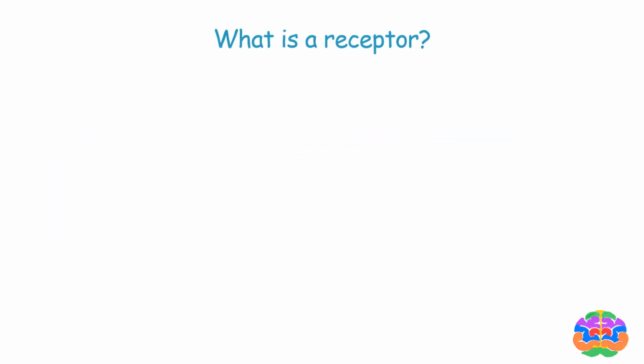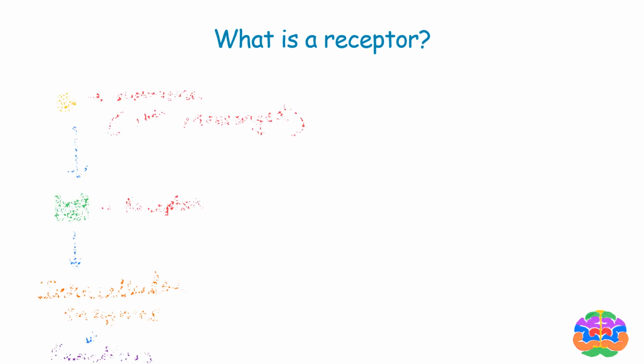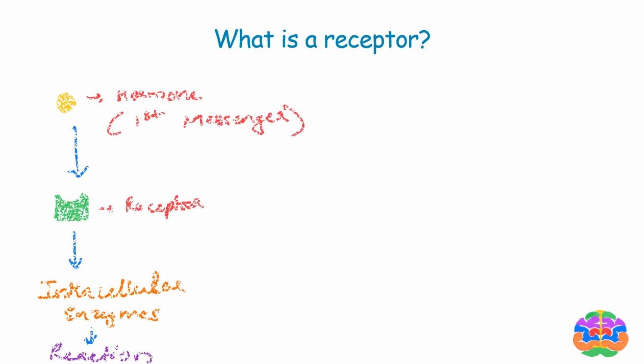So, what is a receptor? A hormone receptor is a protein or glycoprotein that is able to distinguish its hormone from other molecules, and binds to this hormone to generate a specific action. As shown here, the main action is pretty simple.